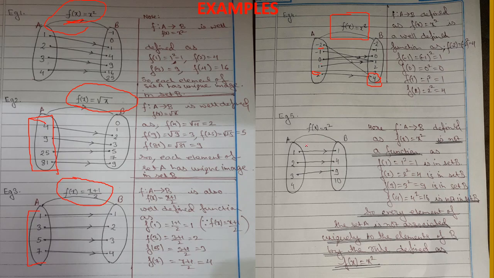Next, example 5, here from set A to B we have defined f such that f(x) = x square. So here for 1, f(1) will be 1 square, that is 1. So clearly this 1 has got unique image under f, 2 has got unique image under this, 3 has got unique image under f, but 4 does not have any image. Okay, 4 does not have an image, so this is not a well-defined function.